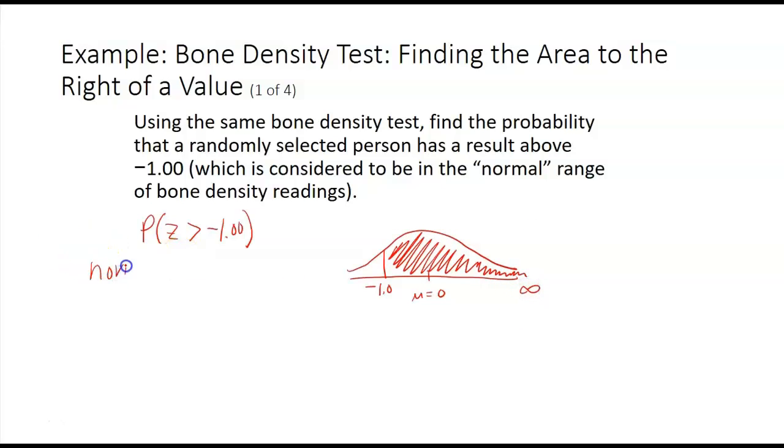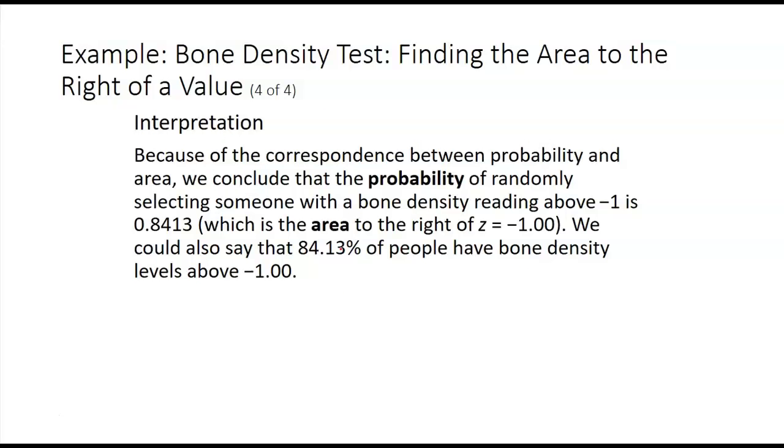So I'll have a normal CDF from -1 to infinity, which we put in as E -99. And so my answer on that one is going to be 0.8413. So about 84.13% of the people have bone density levels above -1.